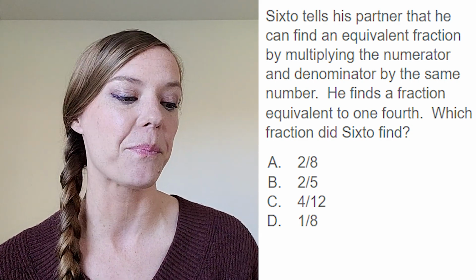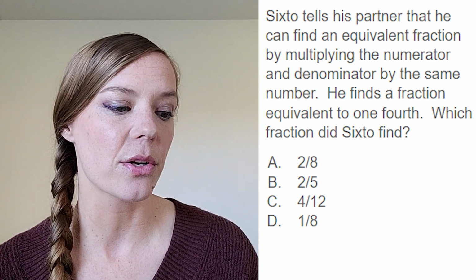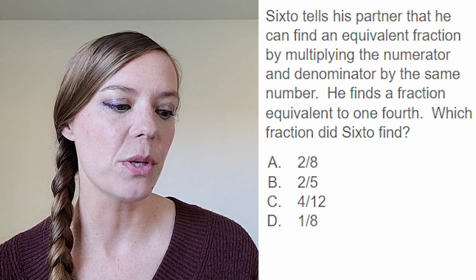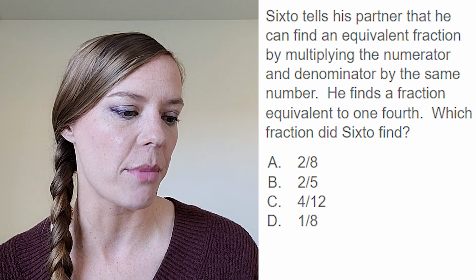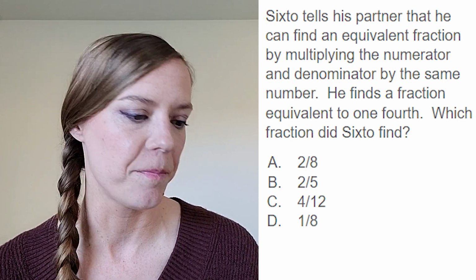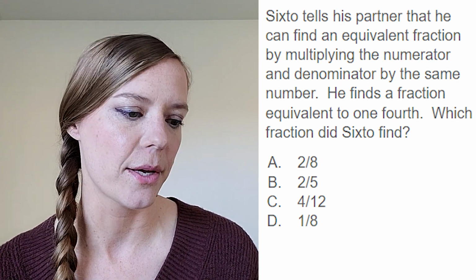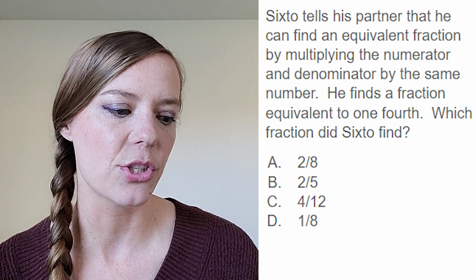So here we go. Sixto tells his partner that he can find an equivalent fraction by multiplying the numerator and denominator by the same number. He finds a fraction equivalent to 1/4. Which fraction did Sixto find?